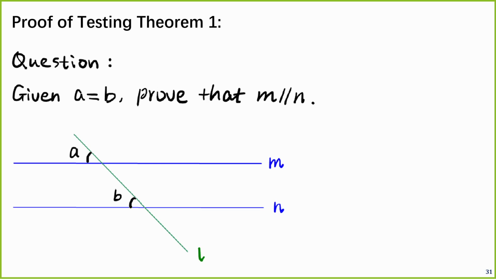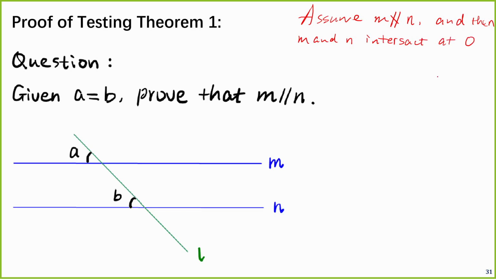Any questions in here? Okay, again, you can use the contradiction method to try to prove it. So suppose M is not parallel to N. Let's have a look at the proof. Assume M is not parallel to N. Then, if these two lines are not parallel, M and N must intersect, right? So let's say M and N intersect at some point O.